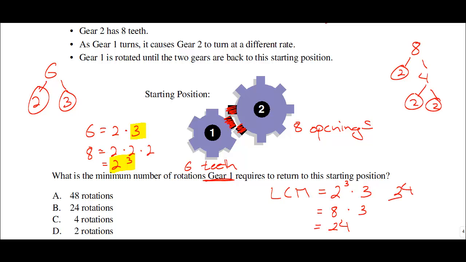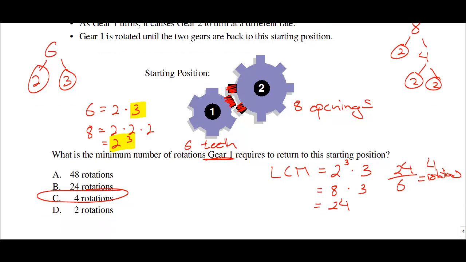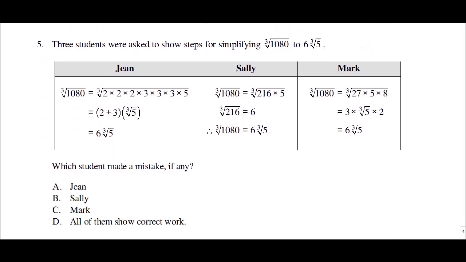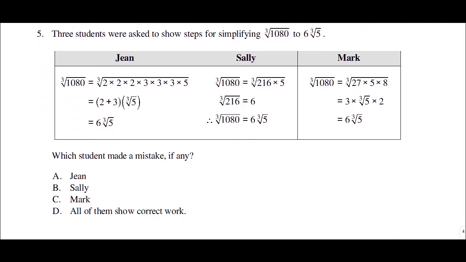So it'd be 24 divided by 6, which would give you 4 rotations, like so. So this is the number of rotations. All right, so let's go on to number 5. I'd say that was kind of the toughest one that we've had so far, for sure. All right, here we go.